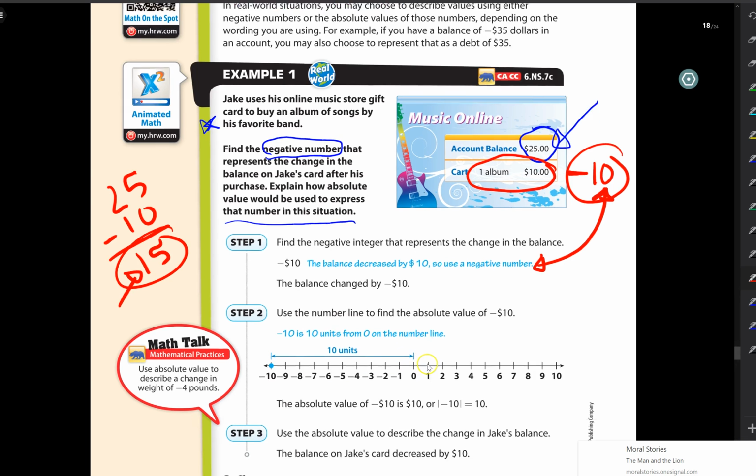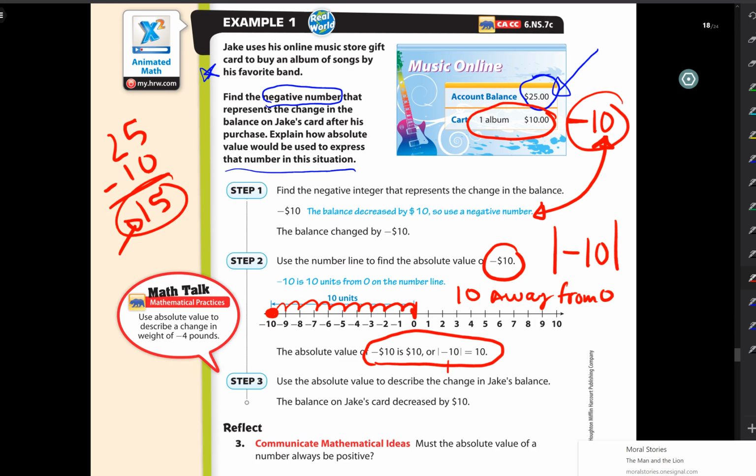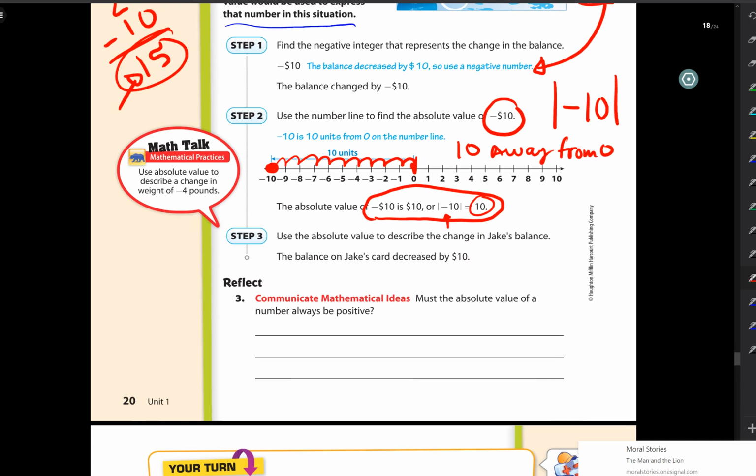So if we're looking at the absolute value of -10, we're going to start here, and what is the difference? Obviously, it's 1, 2, 3, 4, 5, 6, 7, 8, 9, 10. It's 10 away from 0. So the absolute value of -10, or $10, equals 10. Now, you don't have to do this one. You can cross that off.